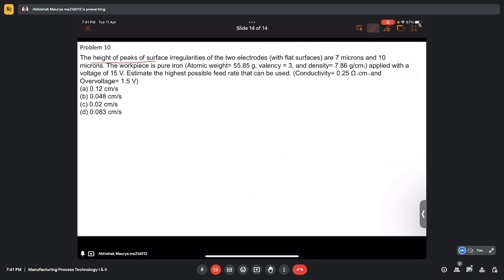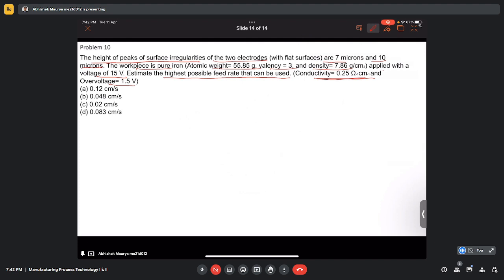The height of peaks of surface irregularities of two electrodes with flat surfaces are 7 microns and 10 microns. The workpiece is pure iron. Atomic weight is given, valency is given, density is given. Applied with a voltage of 15 volts, and we have to find out the highest possible feed rate which can be used. And here we have been given conductivity as well as the over voltage values.